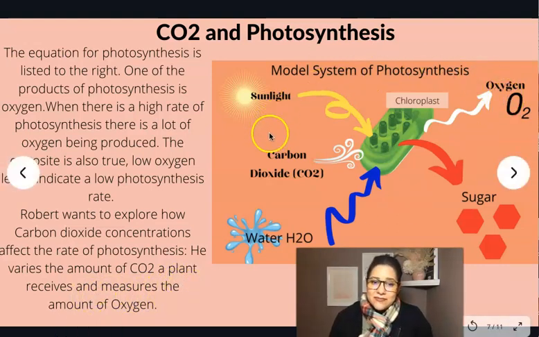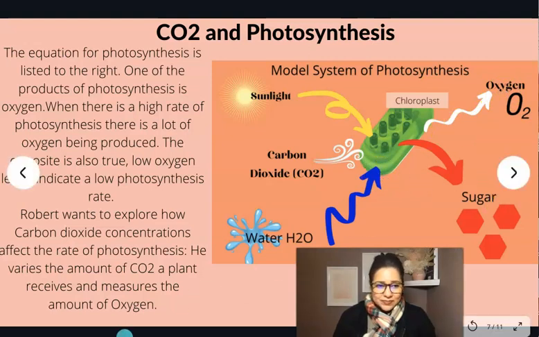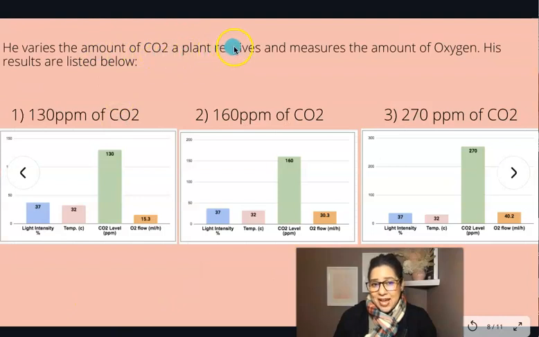So if we take a look at this visual here, you see some arrows going into the chloroplast, right? The site of photosynthesis in plants. You see some sunlight, you need carbon dioxide, and you need water. And those are the reactants. Now, for our products, the process of photosynthesis gives us oxygen and sugar, which we call glucose. Now, the amount of CO2 that a plant received was varied, okay? And the amount of oxygen was recorded. And so this is the data that we collected below.